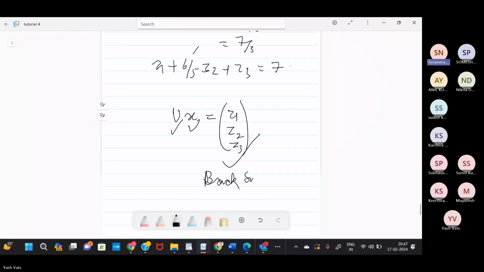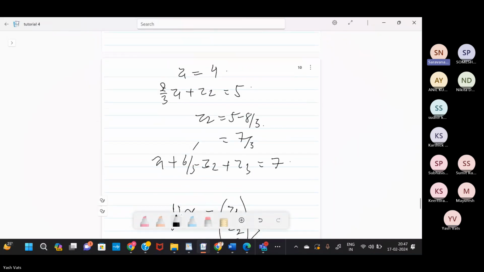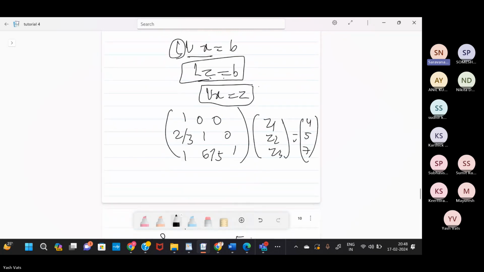Can you go to that previous step? Can you show that previous one? Yeah, L into U. So we got L, what is the problem in this? We got LU, and we have taken X.